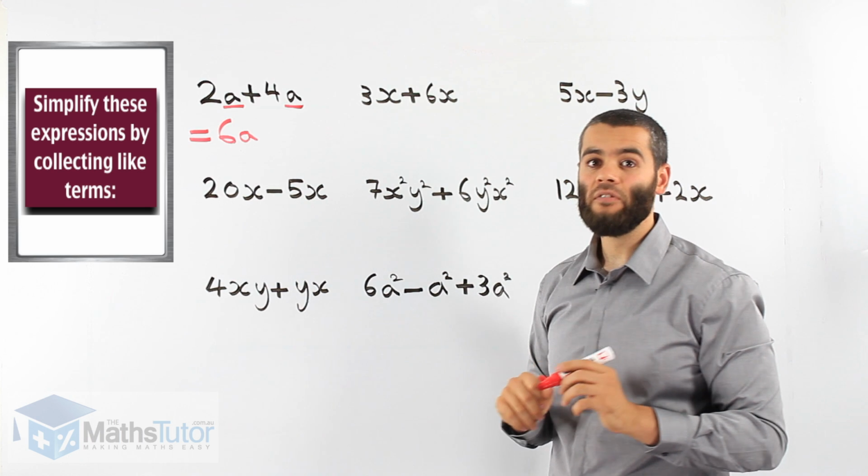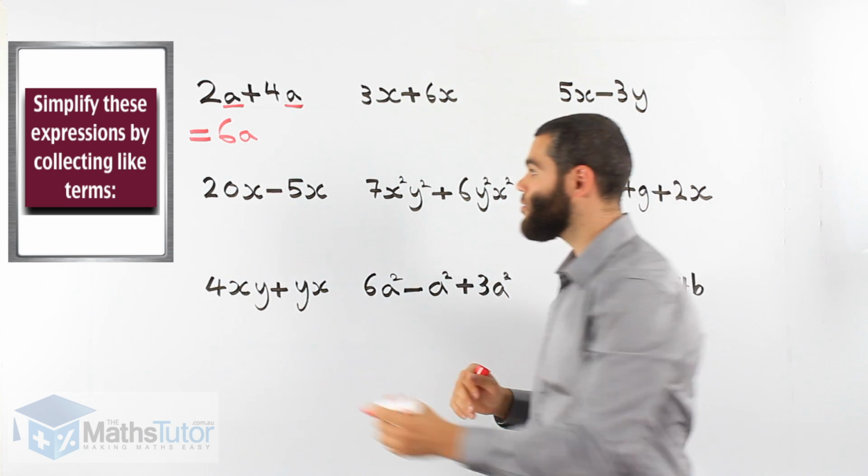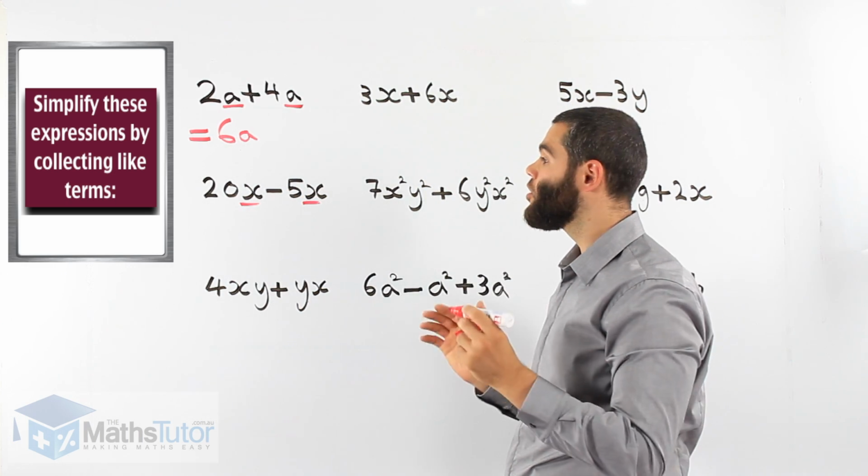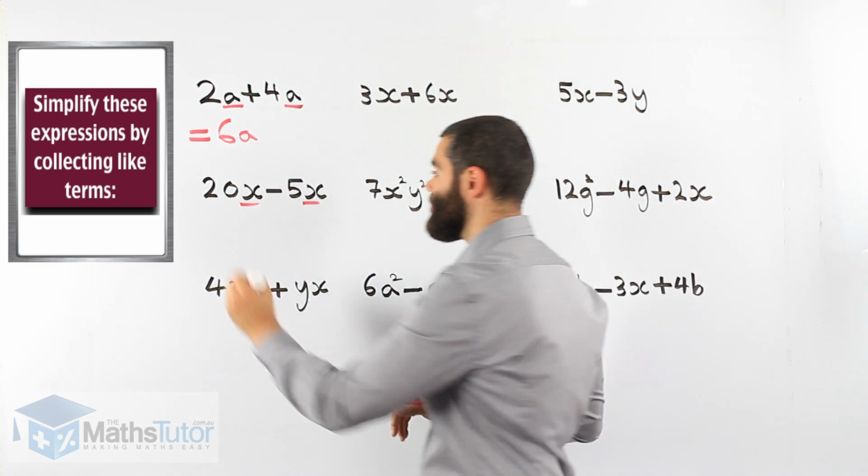20x, take away 5x. Are they like terms? Well, we have an x here and an x there. So yes, they are like terms. 20 take away 5.